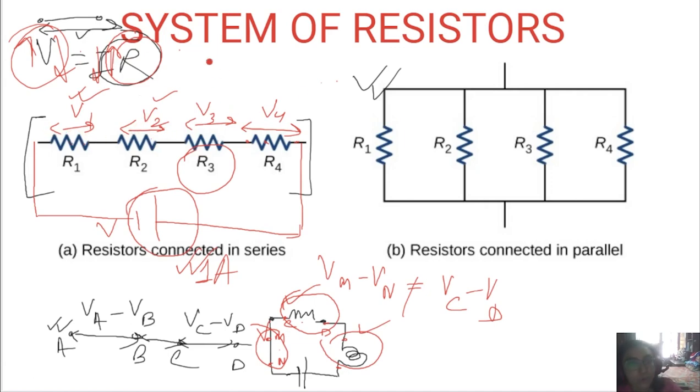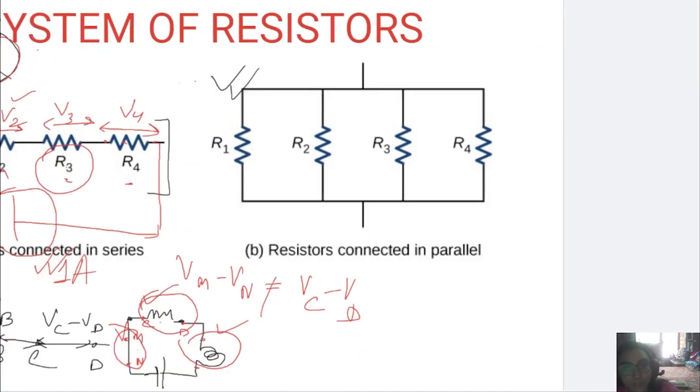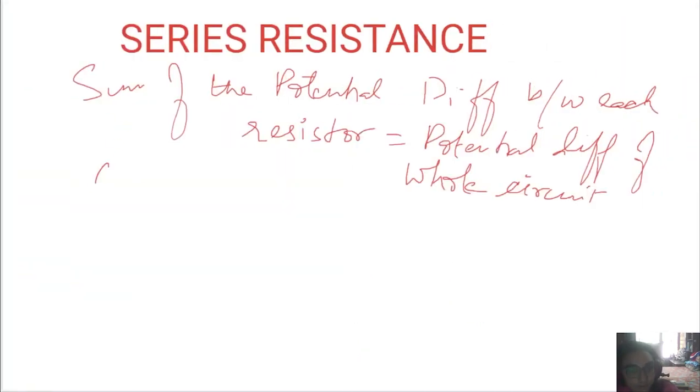Okay. So if I tell you that this circuit will give you 1 ampere of current, then you have to assume that the current flowing through all these resistances will be 1 ampere. Okay. So 1 ampere will move through here, here, here, and here. So we know that current remains same.